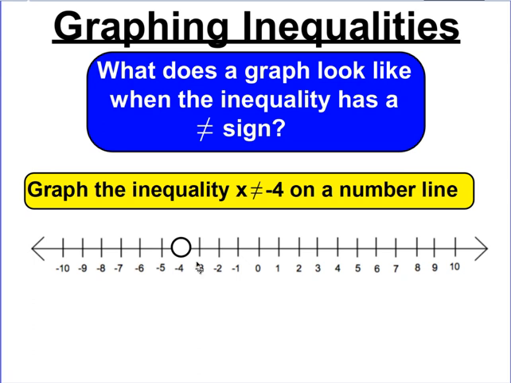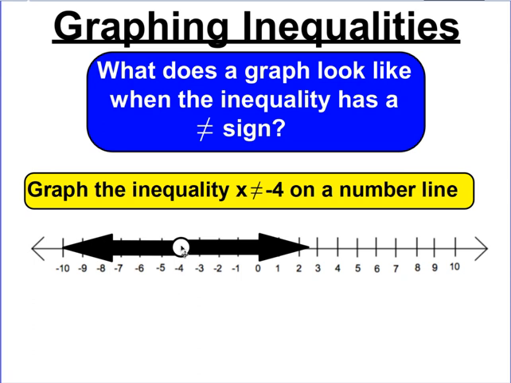What that means is we have to let the person that's looking at this graph know that all the numbers over here can be part of the solution set, and all the numbers on this side can be part of the solution set. So I'm going to put an arrow going this way and an arrow going this way. So when you have a not equal to sign, you're going to have two arrows. And the only number on this entire number line that's not part of the solution set is -4.